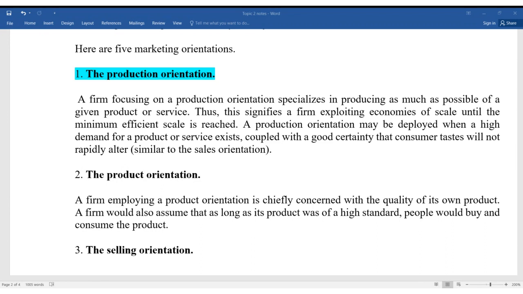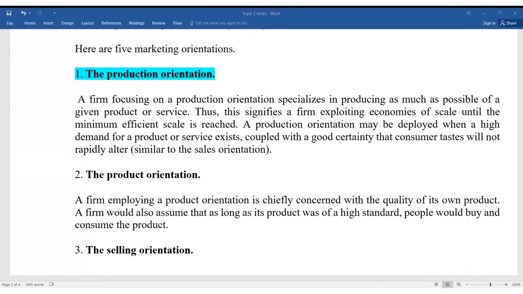Are we together? Now, your work. What are the advantages of application of product concept? So that one, you'll find it in the portal, okay? What are the advantages of application of product concept?